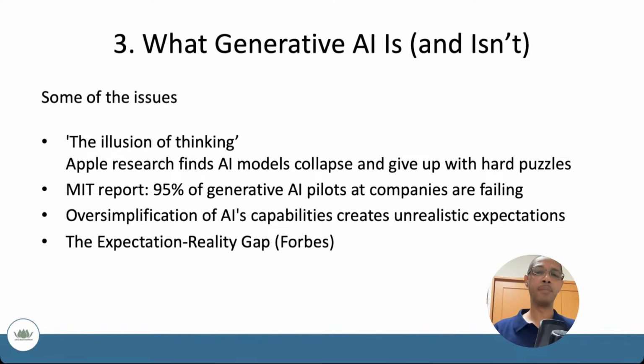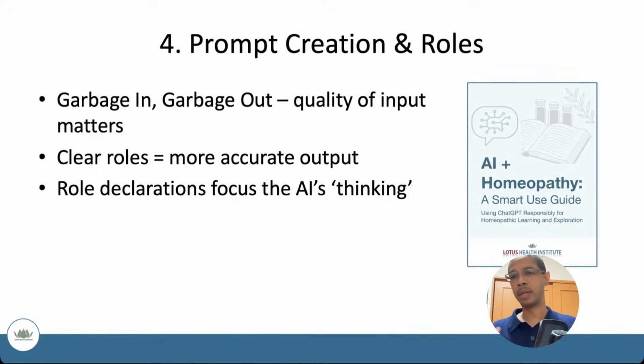All right. A lot of people don't have the understanding of how some of this stuff works, even in business. About 95% of these pilots are failing, according to MIT. And Forbes calls this the expectation reality gap. So people expect certain things versus what's the reality. And so, again, we're going to talk about some of those things here.